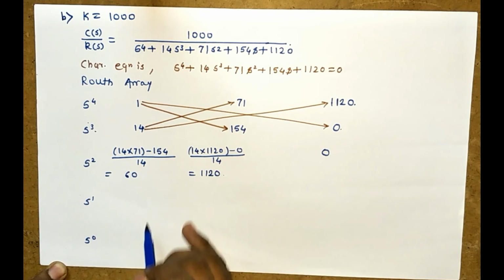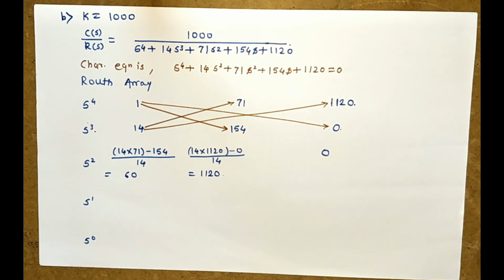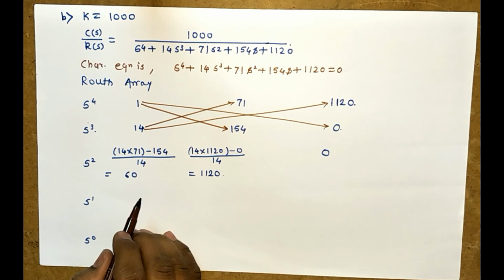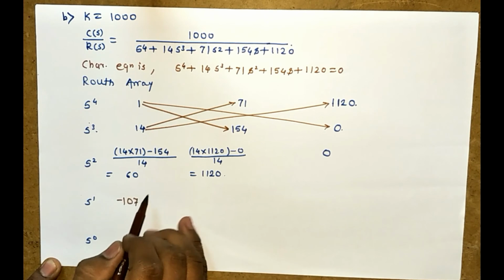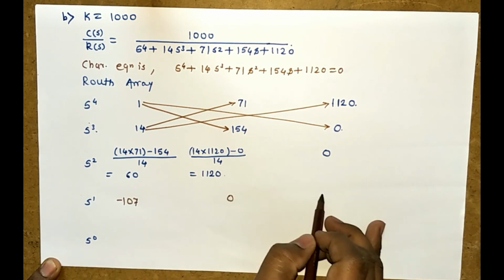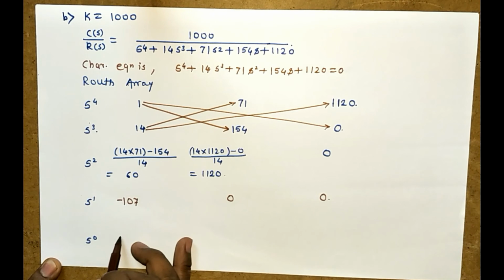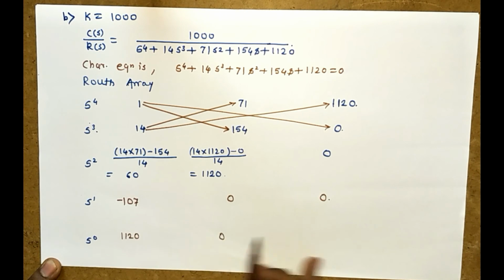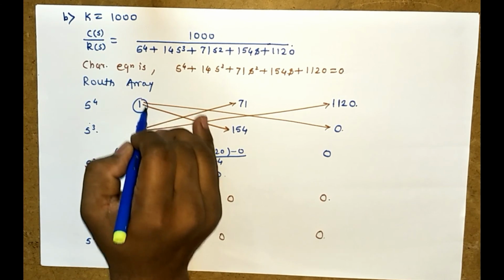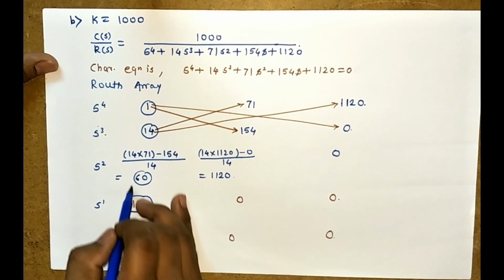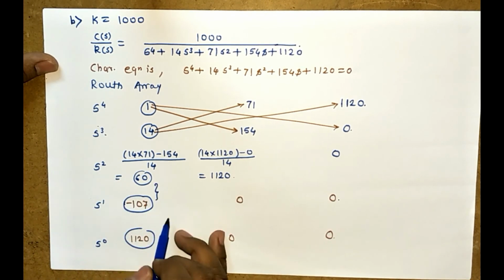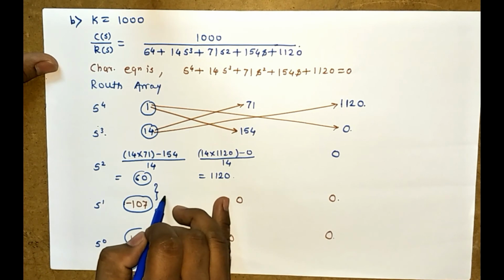Again proceed for the next row. If you proceed for the next row, you get the answer minus 107, 0 and 0. And for the last row, 1120, 0 and 0. Now if you observe the elements in the first column, the sign is changing from positive to negative, negative to positive, means 2 times the sign is changing.